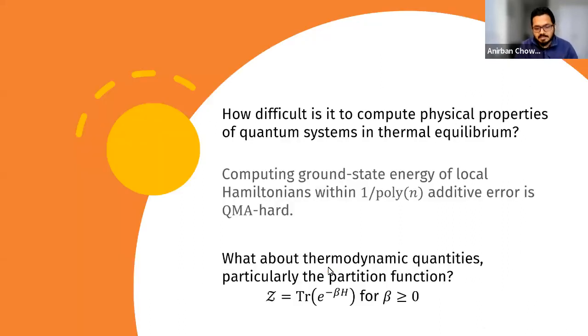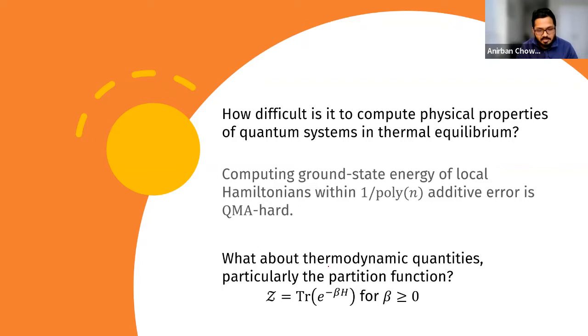In this work, we're asking the following question: given a physical system, how difficult is it to compute its properties in thermal equilibrium? This is motivated by the fact that computing the ground state energy of, say, local quantum Hamiltonians within some additive error is hard for the complexity class QMA, which is the set of problems whose solutions you can verify efficiently on a quantum computer. So QMA, in some sense, captures the difficulty of ground state computations of quantum systems.